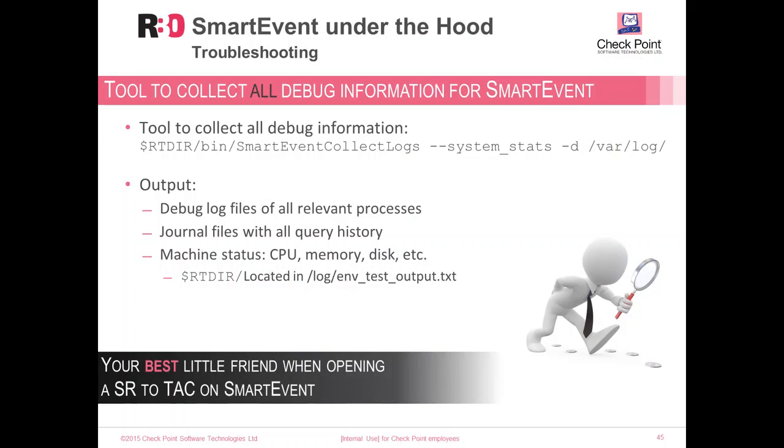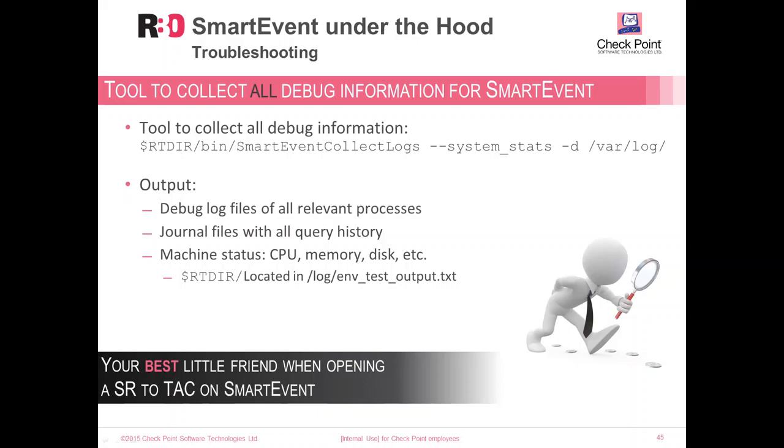This is the command you need to remember when opening a TAC case. It collects and unifies all the relevant debug files into one TGZ archive. This is very helpful for TAC when investigating the issue. In addition to the debug files, it includes the journal files and also the status of the machine, like CPU, memory, disk, machine status, in a file called env_test_output.txt that is included in the archive.